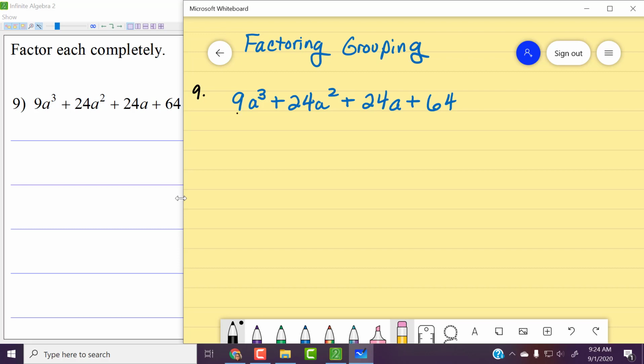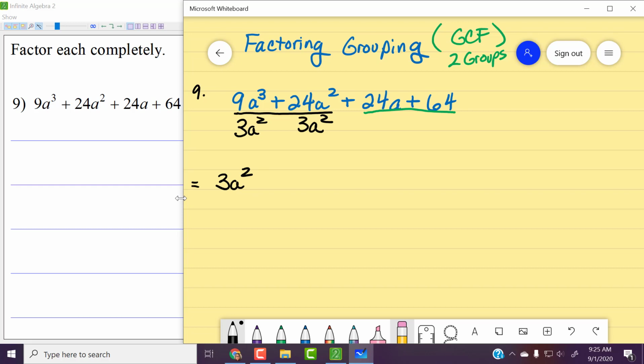So factor by grouping is making groups, and then the idea is this is actually just GCF again in 2 groups. Okay, so you ignore the back part here and you only look at the front. So GCF looks like it's 3a squared, just for the first 2. So what's left over?